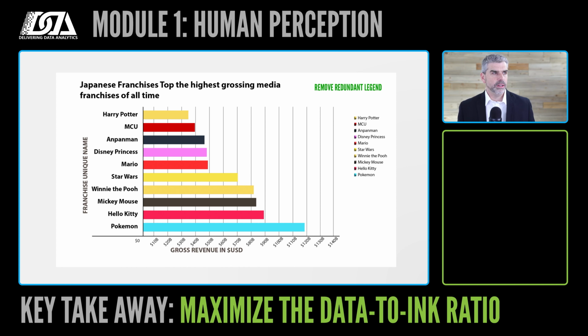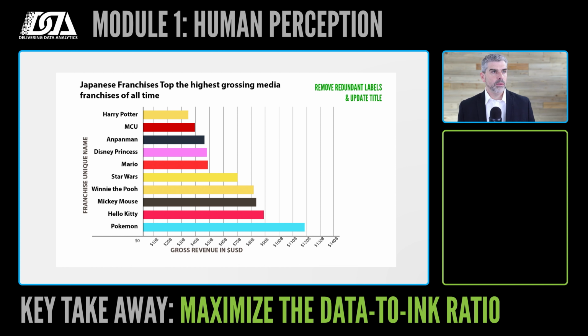Let's remove the redundant legends. So you can see on the right, we're getting rid of the legend. Now, why is it redundant? Well, the label's already on the bars, right? So it's completely redundant. It's a waste of space and a waste of ink. So we're increasing the data to ink ratio here by removing this.